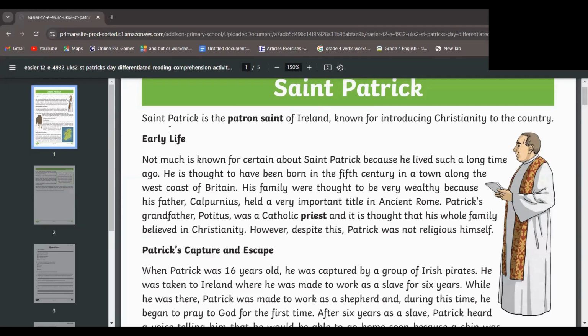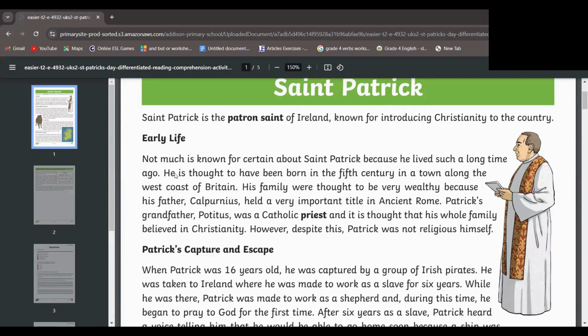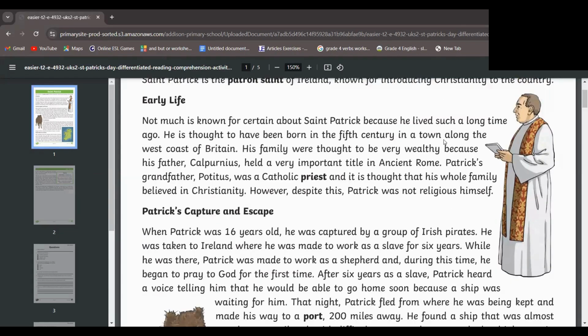Saint Patrick is the patron saint of Ireland, known for introducing Christianity to the country. Early life. Not much is known for certain about Saint Patrick because he lived such a long time ago. He is thought to have been born in the 5th century in a town along the west coast of Britain. His family were thought to be very wealthy because his father, Calpurnius, held a very important title in ancient Rome. Patrick's grandfather, Potitus, was a Catholic priest, and it's thought that his whole family believed in Christianity. However, despite this, Patrick was not religious himself.